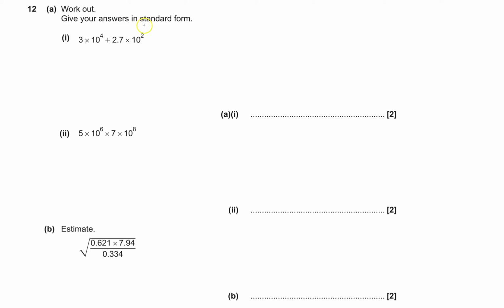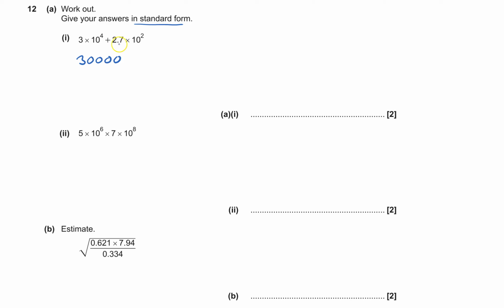Right, I've got to work out these answers and give them in standard form. So 3 times 10 to the power 4 plus 2. So I'm going to use column addition. And 3 times 10 to the power 4 is 3. I've got to times it by 10 4 times. So 1, 2, 3, 4.